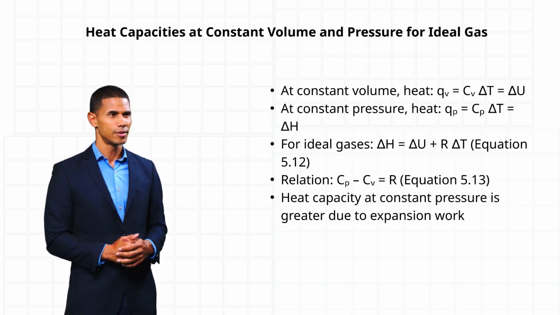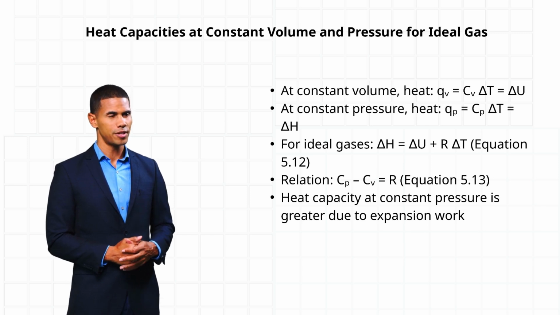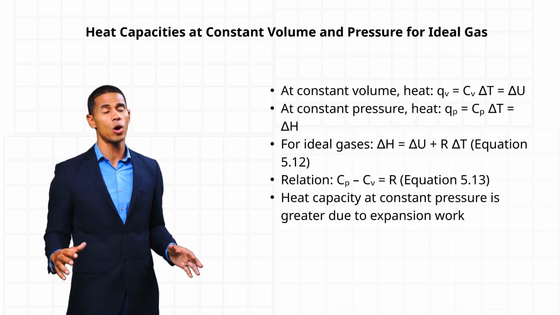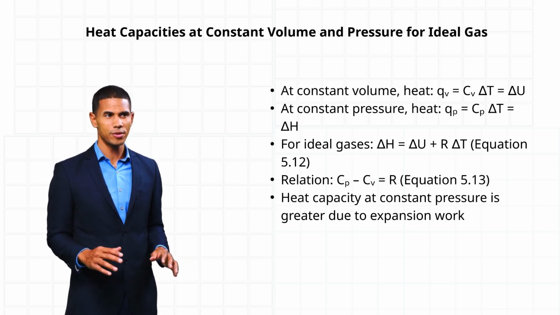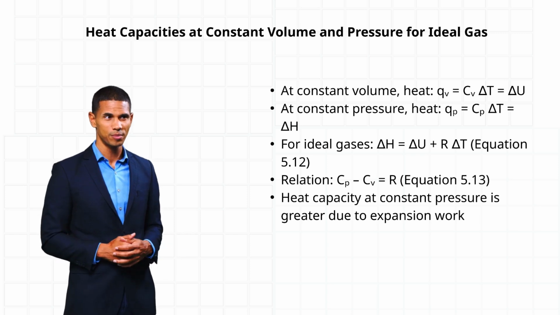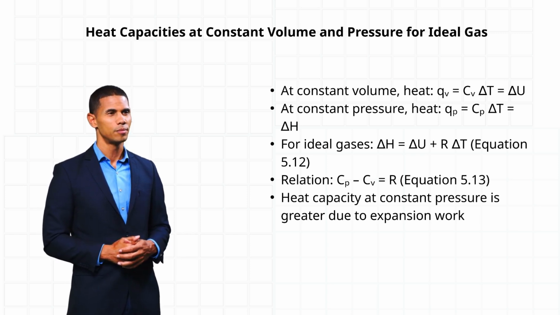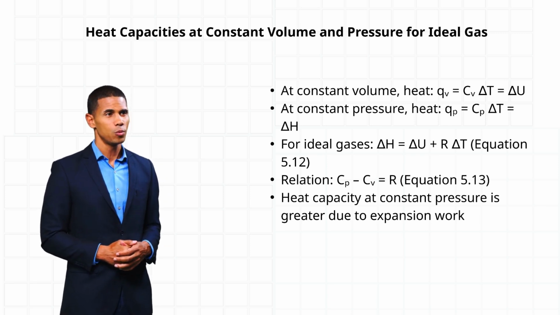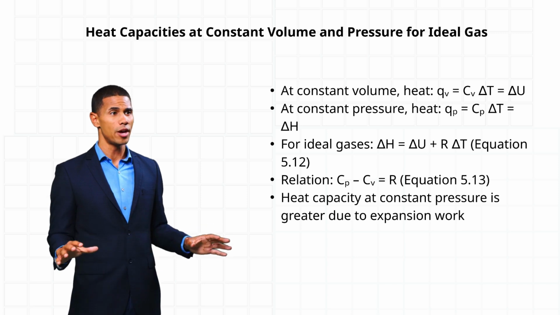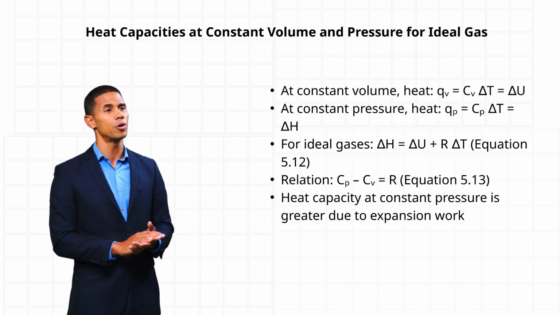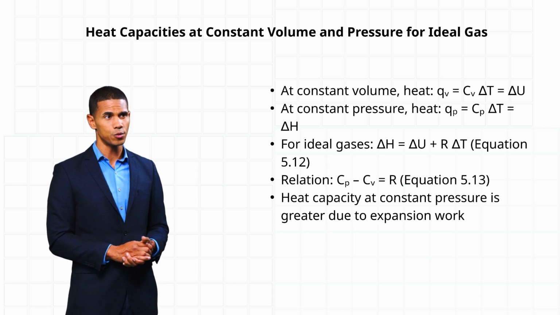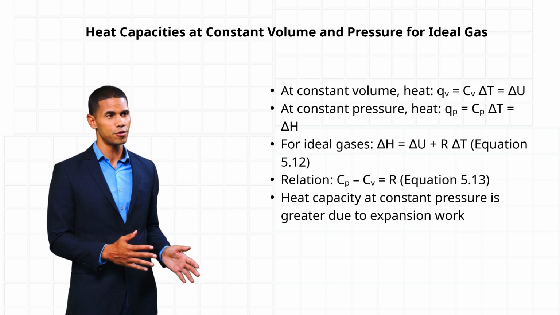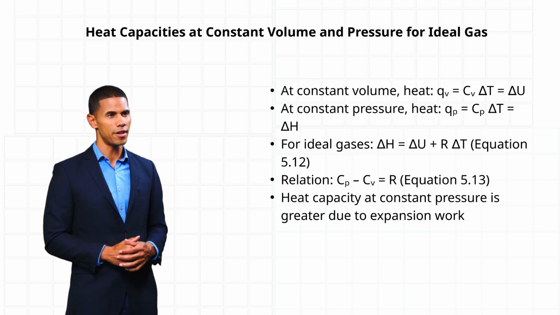Using these relations, equation 5.12 presents that delta H equals delta U plus R times delta T, where R is the universal gas constant. Rearranging gives us equation 5.13, C subscript P minus C subscript V equals R. This means it always takes more heat to raise the temperature of gas at constant pressure than at constant volume because the gas expands doing work. Think about inflating a balloon with heat. You spend energy expanding it, not just raising temperature.